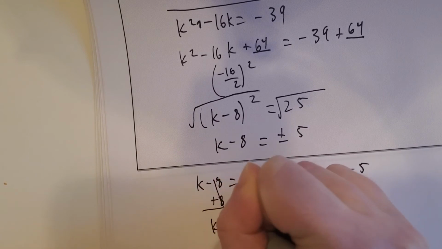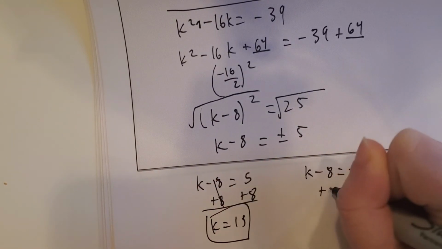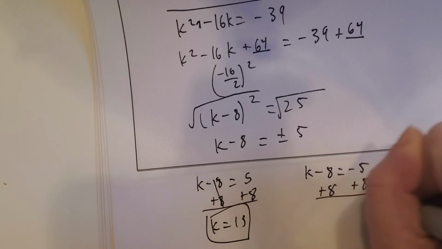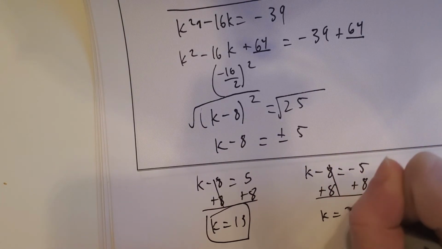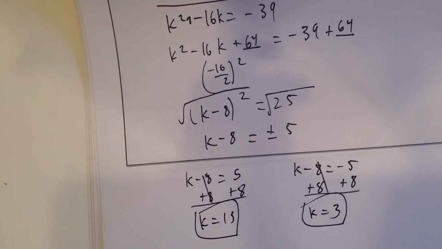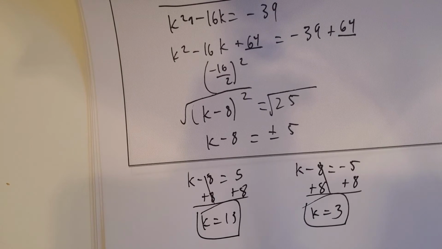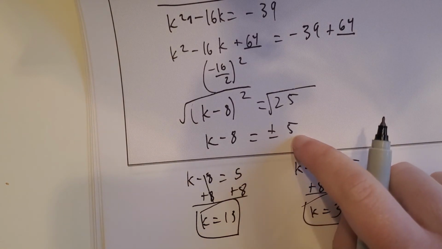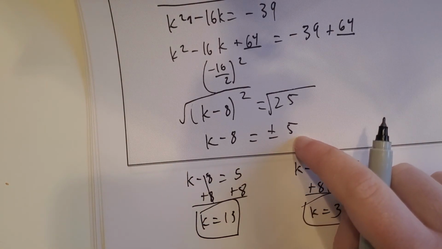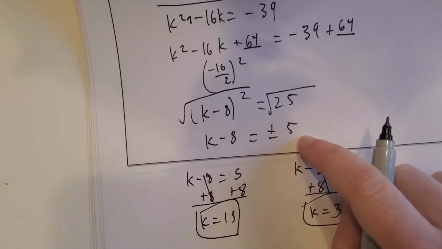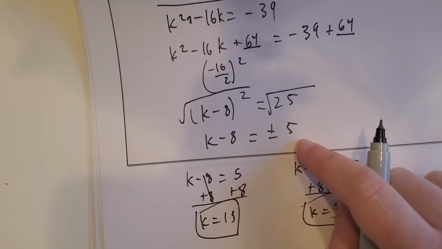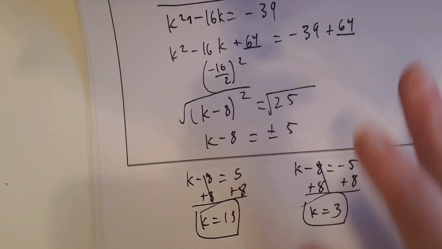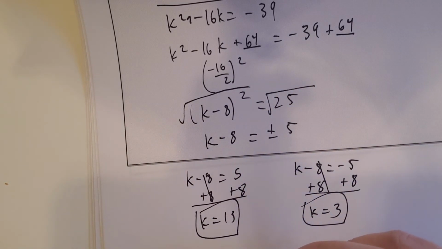So k is equal to 13, or k is equal to 3. Okay? Don't forget also about the possibility of simplifying radicals. If you didn't have a perfect square here, you would always have to simplify the radical and then just add 8, and you can leave it, like 8 plus or minus root 5 or something like that. That would absolutely be fine as a format for your final answer.